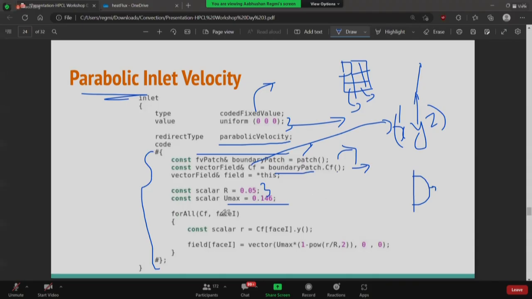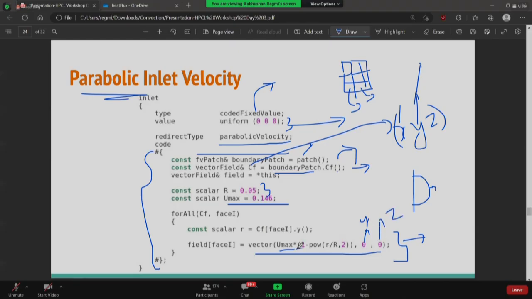Now we are going to loop through all these faces, like all the mesh in our faces. This is that loop for all, and we are going to give a scalar value R, in which we are going to give the value of the y coordinate. So CF face I dot y will give the value of the y coordinate. And finally, here we are providing the value of velocity. So what is this vector? Velocity we are giving as a vector. So this is for y, and this is for z.